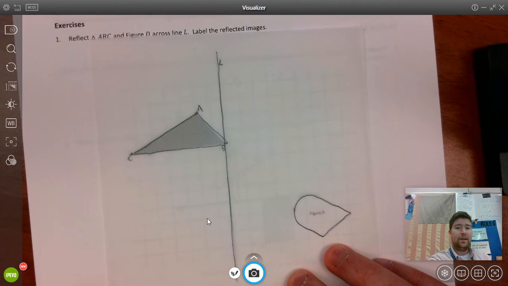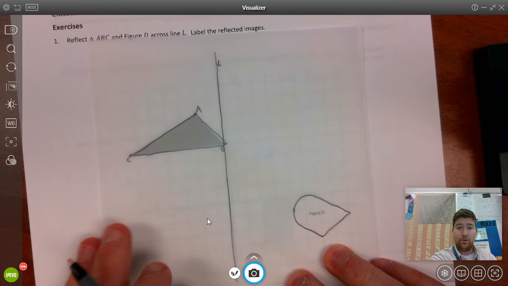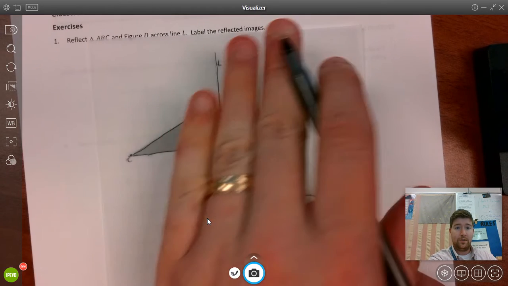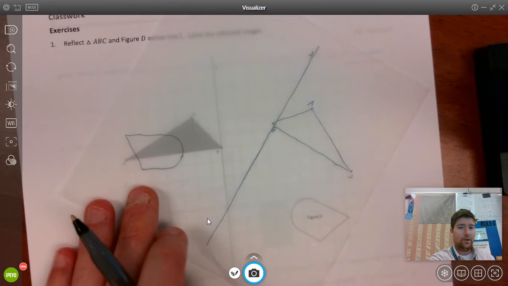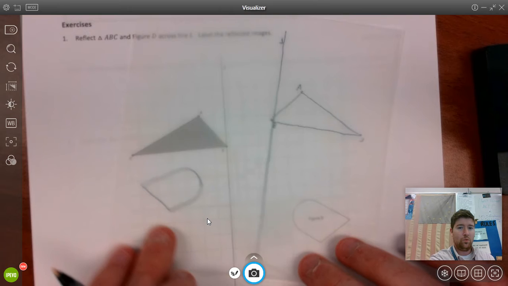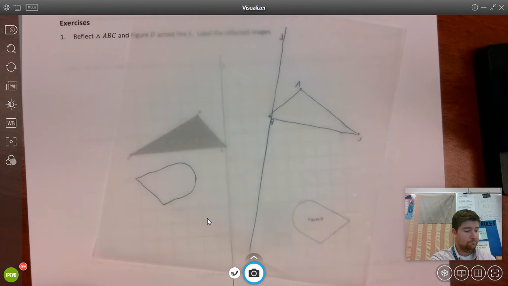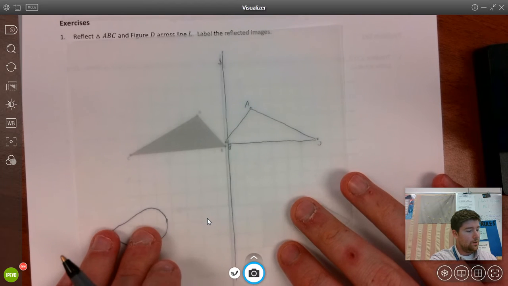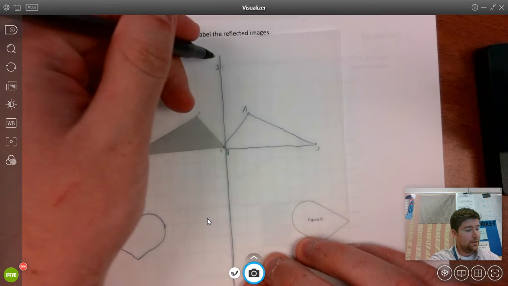And so when I'm going to show a reflection, I want to flip the paper over, because that's what a reflection is. It takes something and it flips it to the other side. So I'm going to flip it, but how should I actually be flipping this paper? Like, where do you think it should line up, or what should line up?